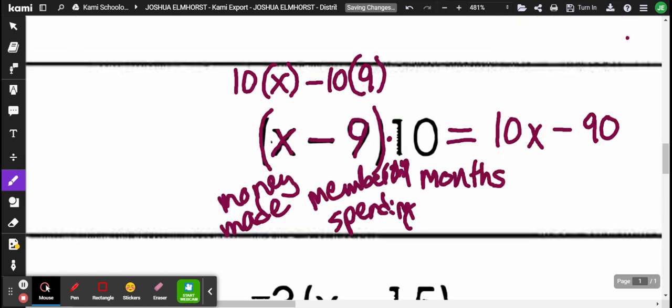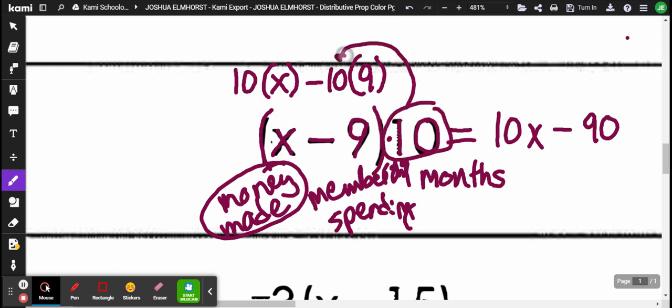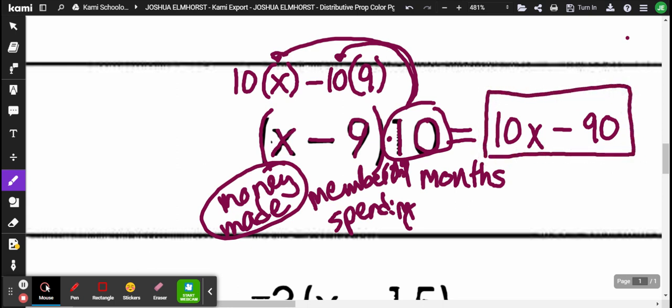Okay, so the next example, we just went over an example here in class. For example, if we had 10 months and we're making money, and then we're also spending $9 on a membership, like a Prodigy membership. So that means we're going to take those 10 months and then multiply it by the $9, and we're going to multiply it by how much money we're making. So if we were going to solve, we do 10x minus $90 over 10 months for an example.